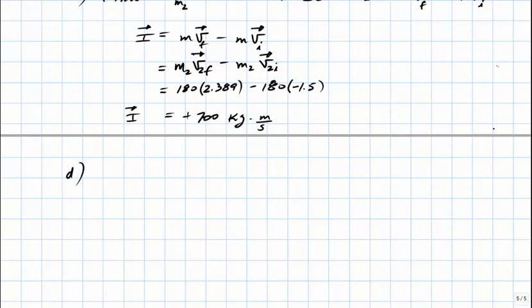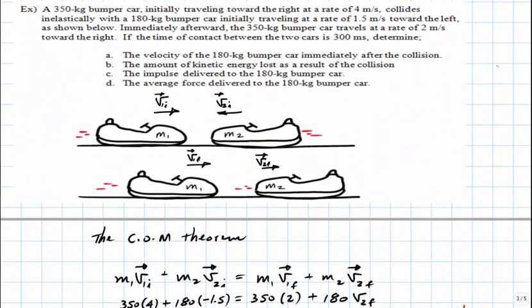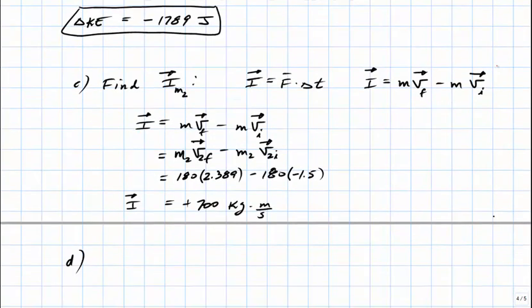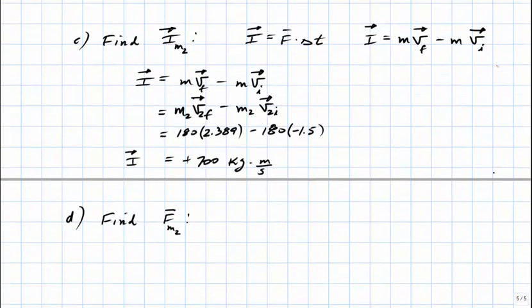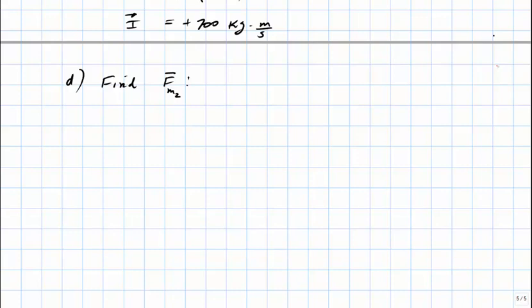In part D, we would like to determine the average force delivered to the 180 kilogram bumper car. So we need to find F average on M2. This time we're going to use the first form of the impulse equation, because now we have the impulse available, the time was given within the problem. This is the equation that will resolve the force.